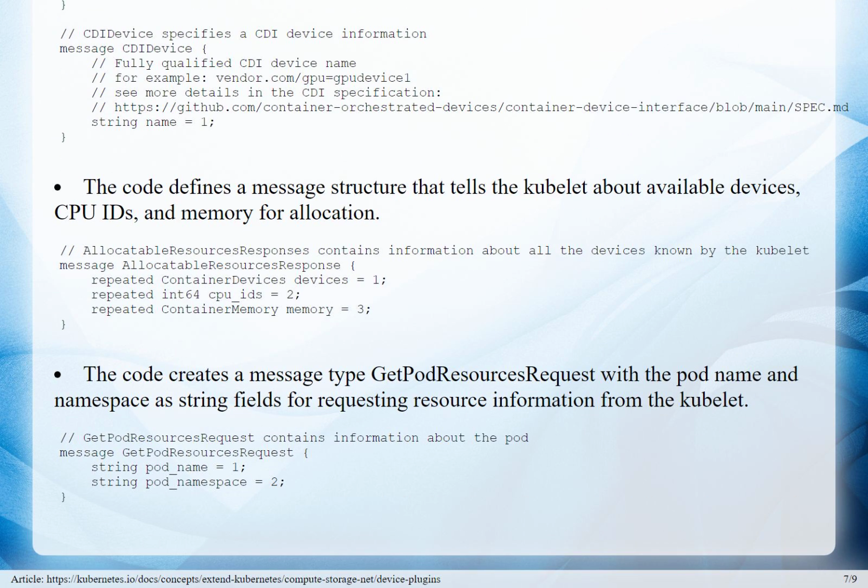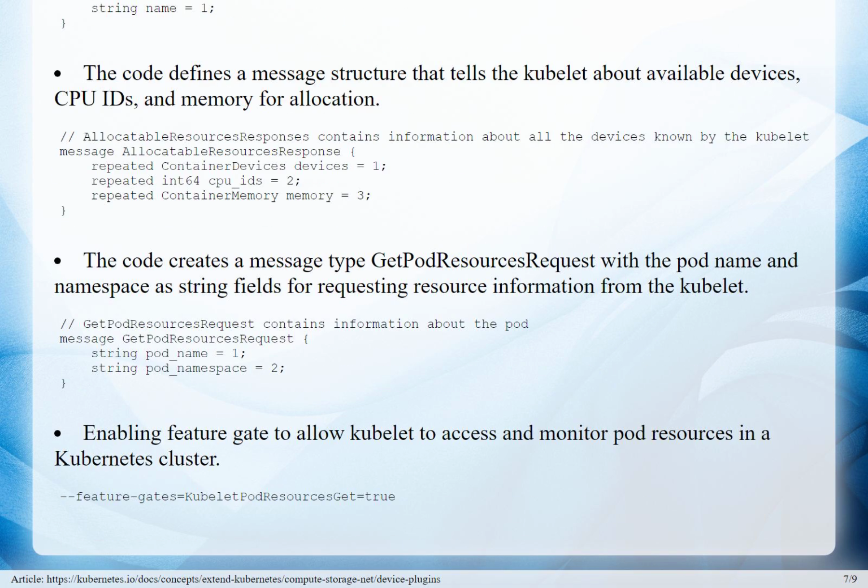The code defines a message type getPodResourcesRequest that contains information about a specific pod, including its name and namespace. This message can be used to request information about the resources assigned to a particular pod from the kubelet. The pod name and namespace are specified as string fields with numeric identifiers for easy referencing within the message.